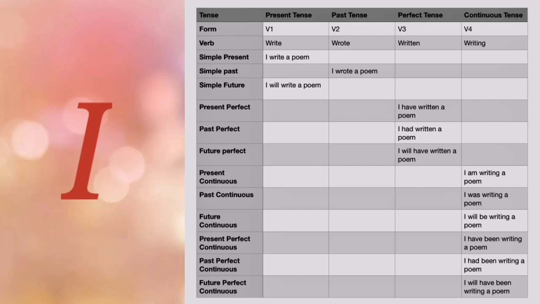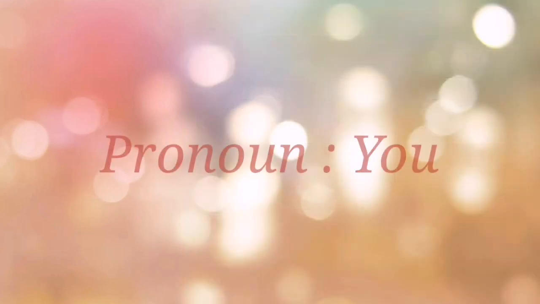V4 writing is used to make present continuous tense I am writing a poem, past continuous tense I was writing a poem, future continuous tense I will be writing a poem, present perfect continuous tense I have been writing a poem, past perfect continuous tense I had been writing a poem and future perfect continuous tense I will have been writing a poem.